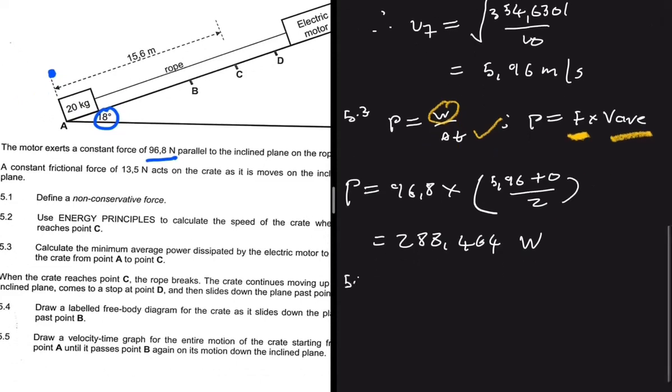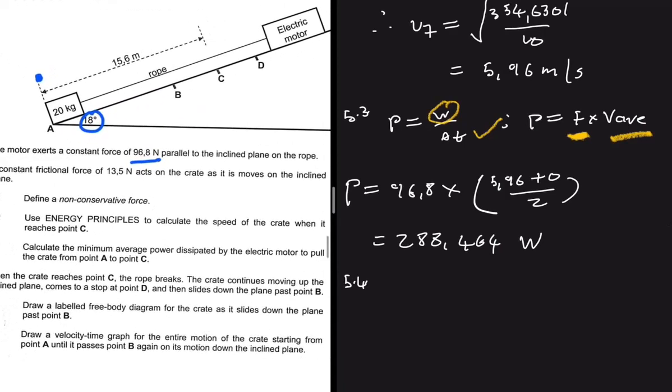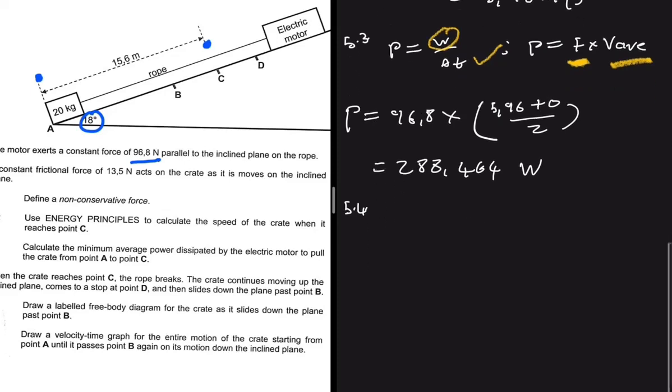5.4 is saying that when the crate reaches point C, the rope breaks. So our rope is breaking at this point, at C. And then what happens next? The crate continues moving up the inclined plane, as you would expect. It comes to a stop at point D, and then slides down the plane past point B. Draw a labeled free body diagram for the crate as it slides down the plane past point B. So it's sliding down, and we need to draw a free body diagram for that motion.